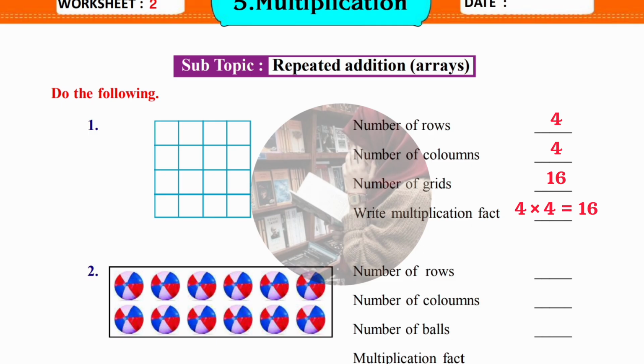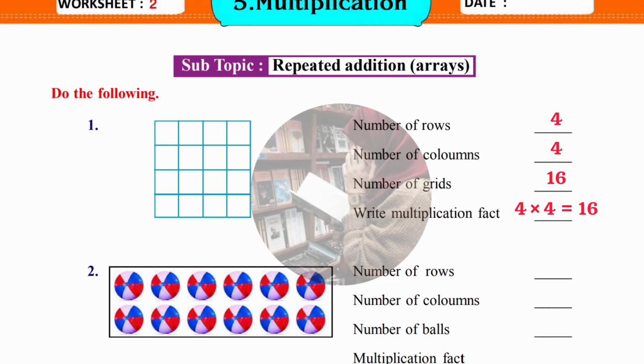That's why I write down 4. How many columns we have? Column is nothing but vertical way. 1 2 3 4. Write down 4. Number of grids means how many total blocks are there in this square grid. 4 horizontal way, 4 vertical way. 4, 4, 16. That's why write down 16. Write multiplication fact. So 4 rows multiplied by 4 columns equal to 16.